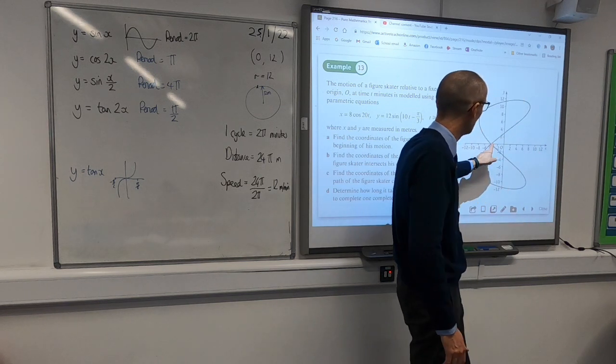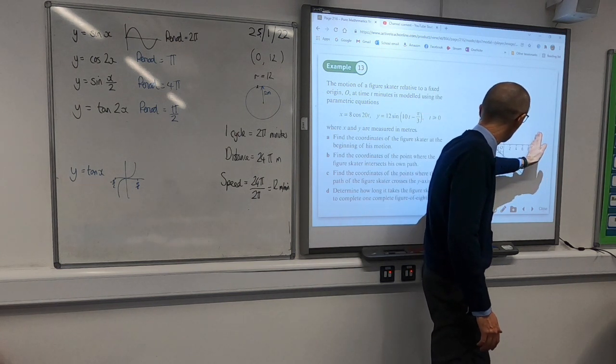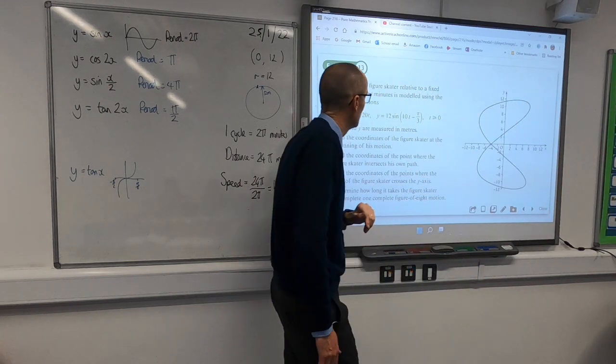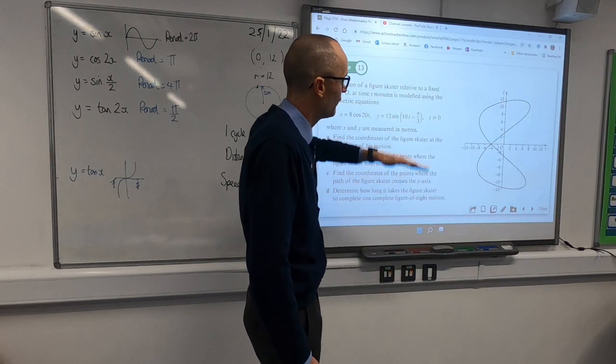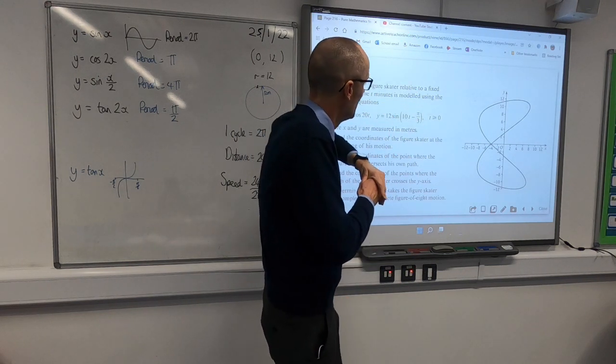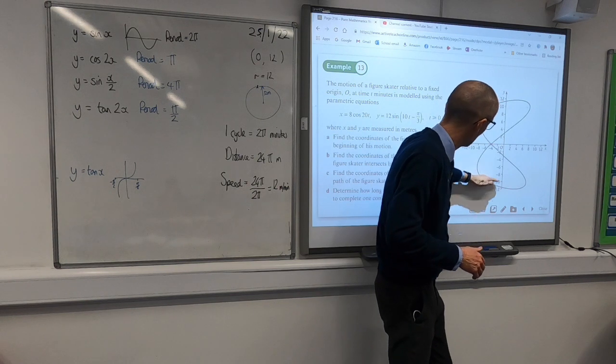It's clear this skater, if you think about them starting there perhaps, their x distance goes there, and then they go over there, and then they come back over here, and then they go over there. And the y value is about how far they're going up and down. So it's not height this time, because we're looking at a plan view. You can see how the y value goes up, and then comes down.